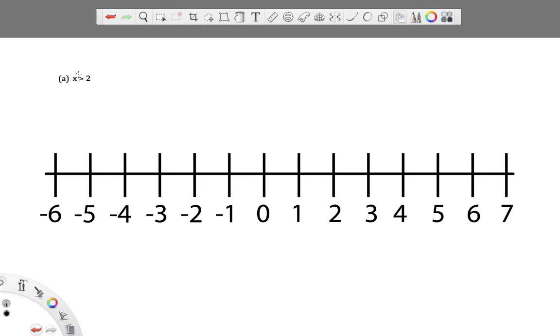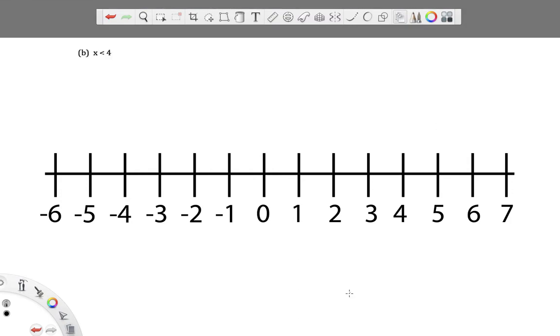When it's greater than or less than, so we've got no equal to part, we draw an open circle, like so. And then we need to draw an arrow. We need to establish whether our arrow goes left or right. We've got x is greater than 2. What does that mean? All the numbers that are bigger than 2. So we would put our arrow in this direction, like so.